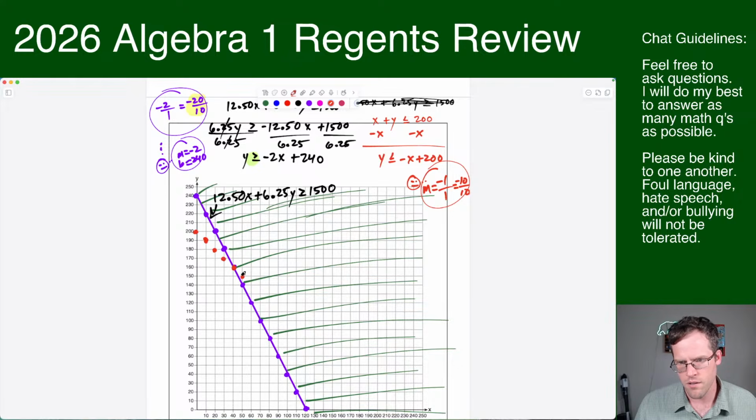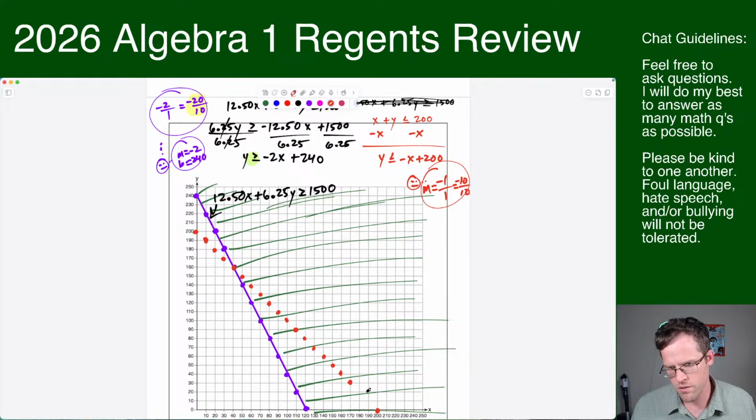Till I get here. See, I'm going this way the whole way down. And that should bring me, if I do this right, to 200 on the x, because I'm starting at 200 and I'm going down 1 over 1. So it should bring me here if we do this right. Let's see, moment of truth.